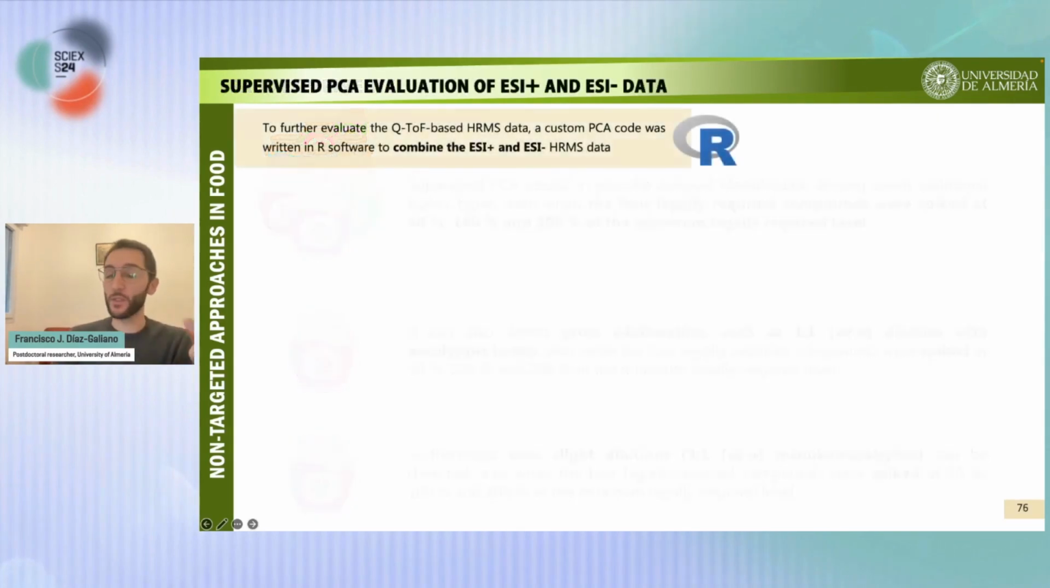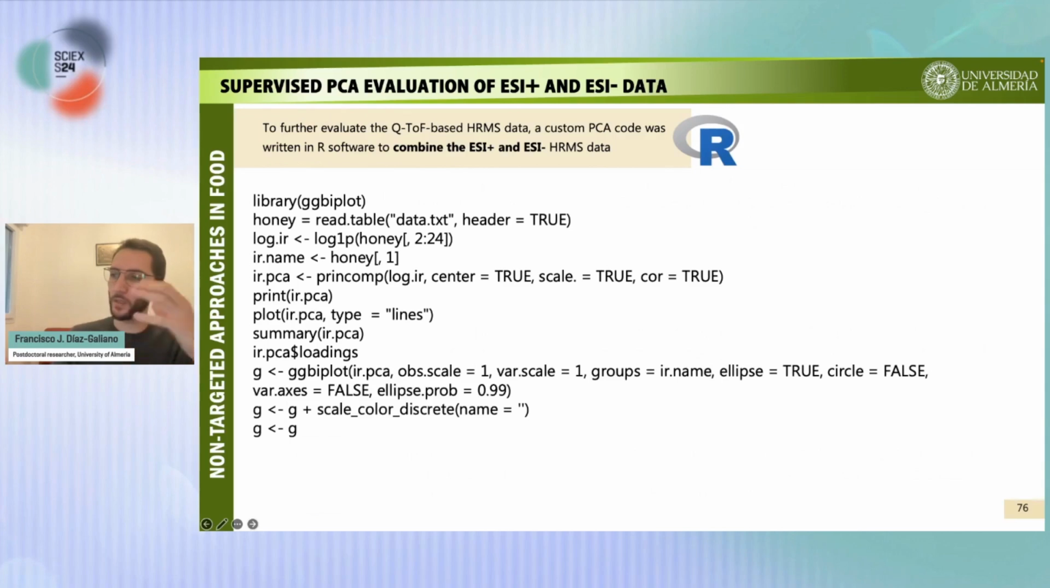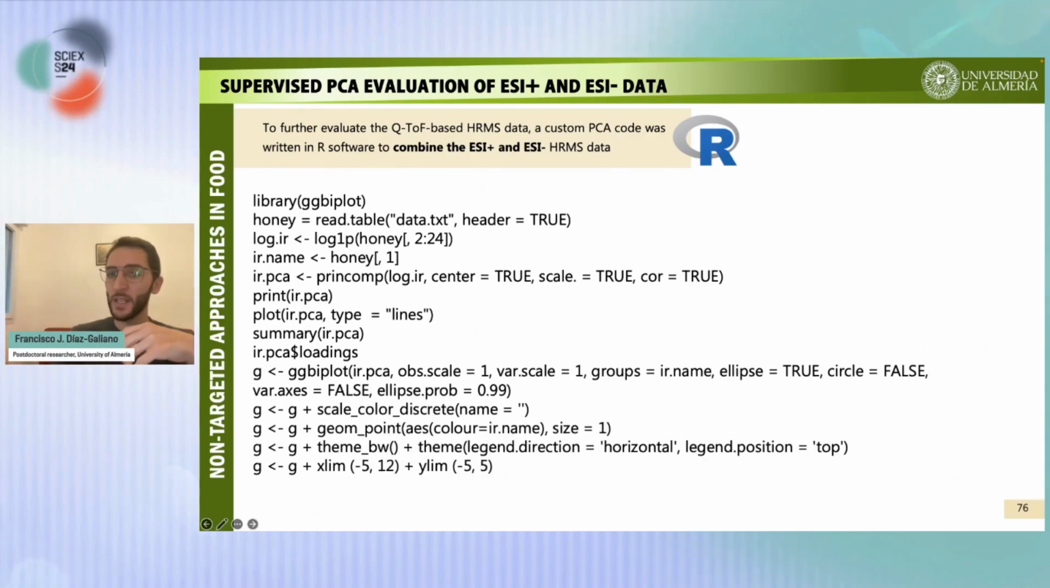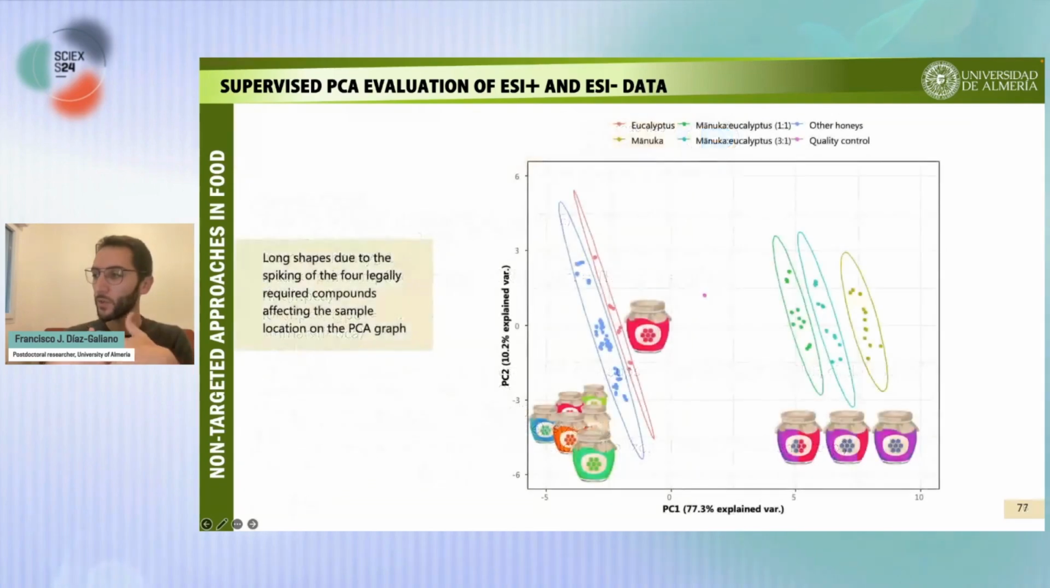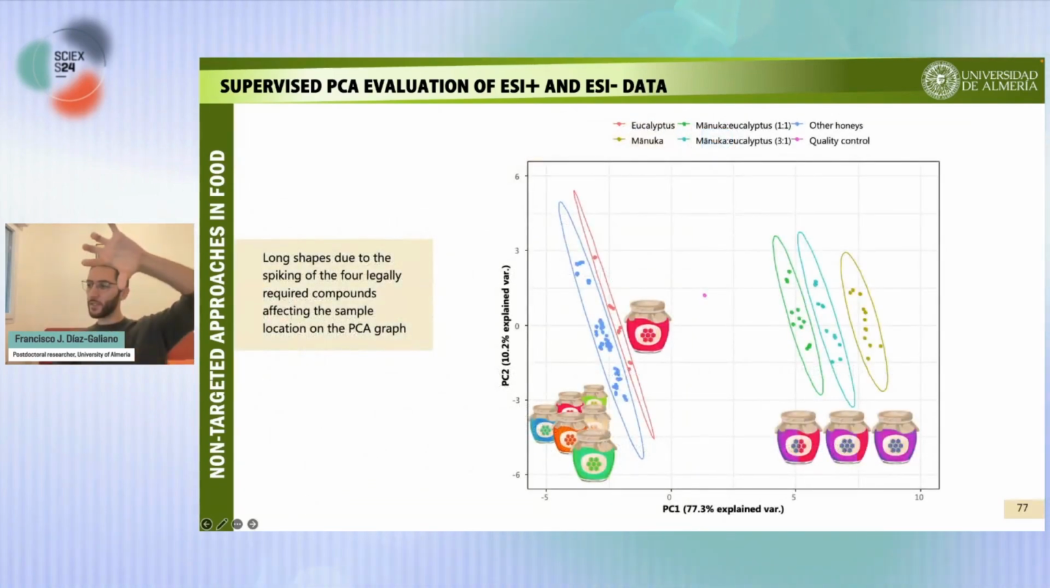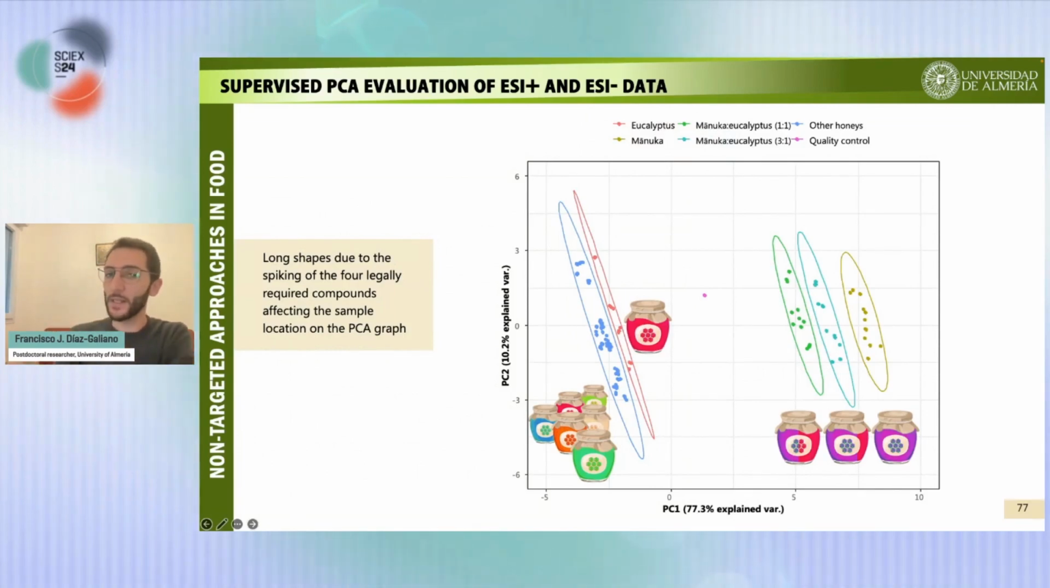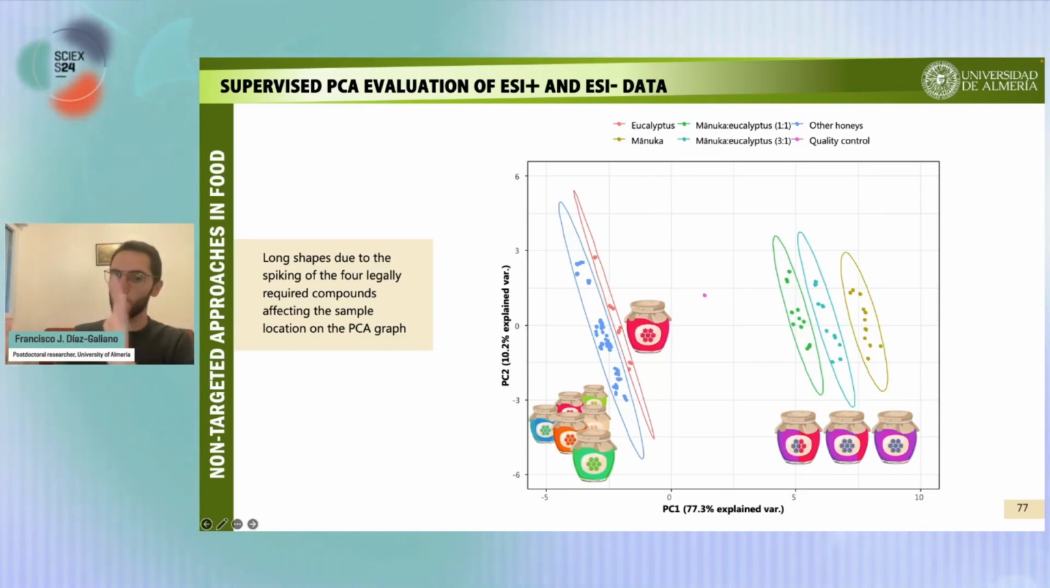In a final step, we turned to our software to combine our electrospray positive and negative data, and I'm going to show here the supervised model showing striking differences. So these very long shapes that you can see here are due to the spiking of these compounds down and to the right. And the PCA model shows how most honey varieties, except for eucalyptus, are grouped together on the left, while the Manuka honey samples are placed on the right, so quite a different commodity.